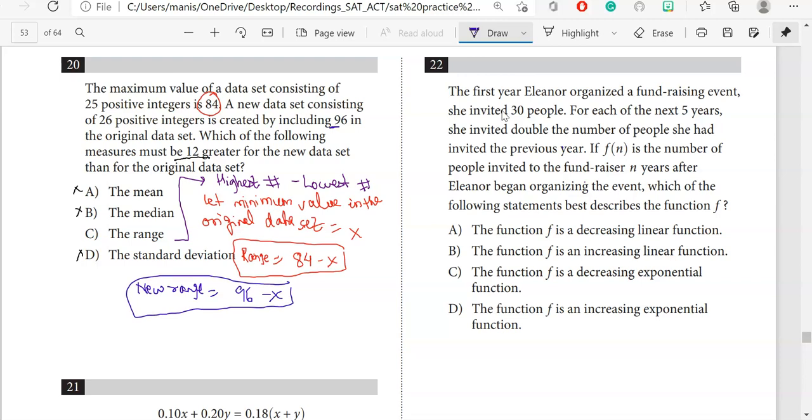So what I can do over here is find the difference of the two ranges by subtracting: 96 minus x minus 84 minus x. I'm using the distributive property: 96 minus x minus 84 plus x. The x terms cancel out and you see we ended up with the answer 12. It says which of the following measures must be 12 greater for the new data set than the original data set. So this is the correct answer choice for this question number 20. So C is the correct answer choice.